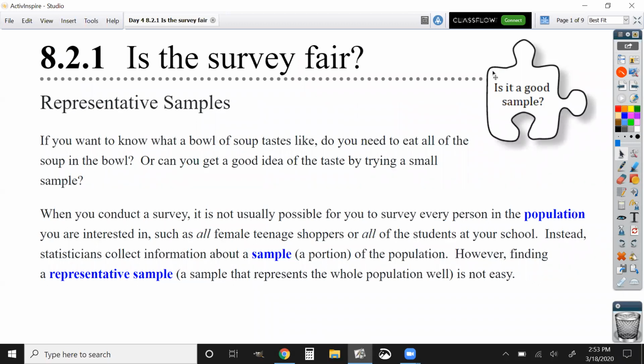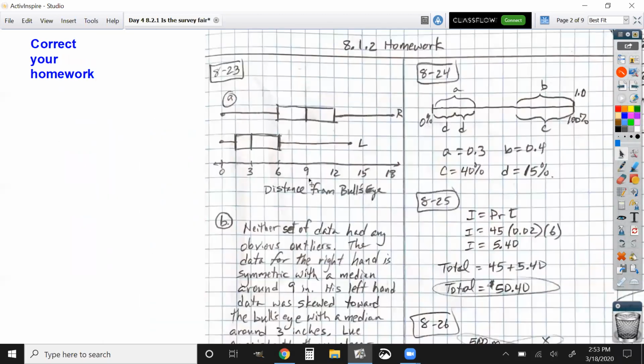Anyway, as we get started here, we are going to be talking today about section 8.21, which is all about: is the survey fair? Representative samples.